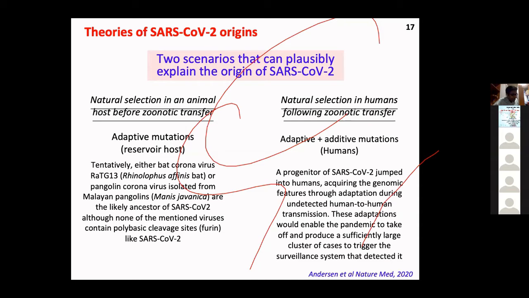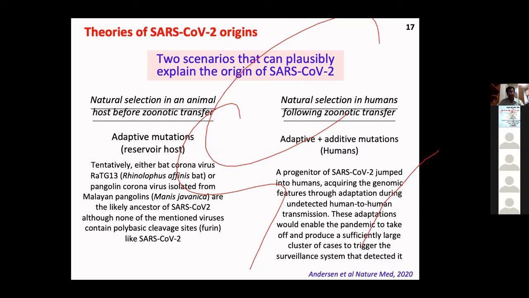The virus gains adaptive mutations. A virus needs to get adapted to a different host to survive and propagate within the new host, right? So in that particular theory, tentatively either a bat coronavirus or a pangolin coronavirus is the likely ancestor of SARS coronavirus. And somehow the pangolin or the bat coronavirus gained adaptive mutations and then the spillover happened.